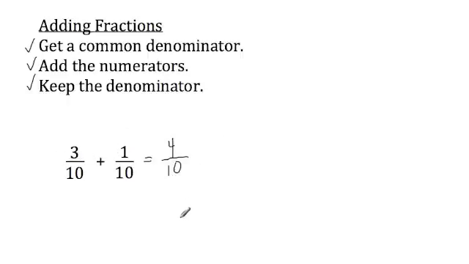However, just like any time you work with fractions, you must make sure that your answer is in simplest form. 4/10 is not in simplest form because we can divide both the numerator and the denominator by 2. When I simplify that fraction, when I divide 4 by 2, I'll get 2, and when I divide 10 by 2, I will get 5. So in simplest form, 3/10 plus 1/10 is 2/5.